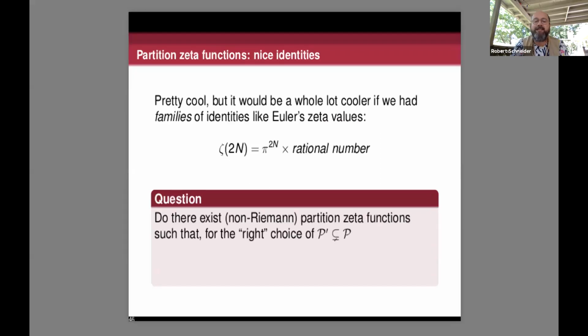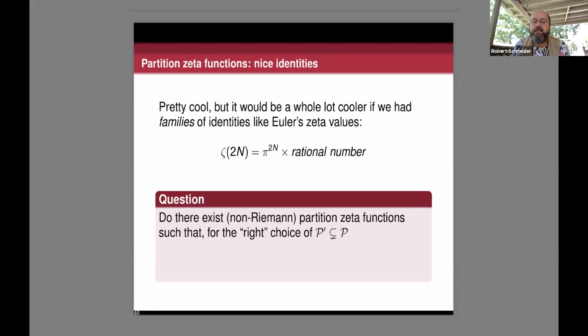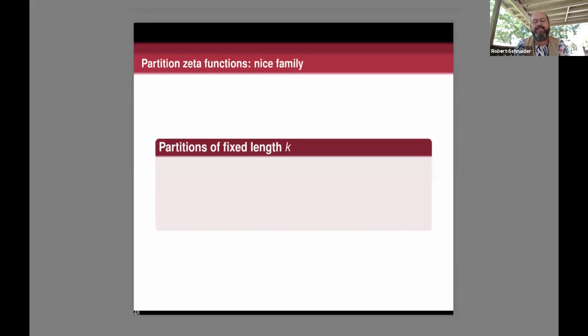So a question one might ask is, are there partition zeta functions such that, for the right choice of the family or subset of partitions that we are summing over, we get something that looks like this, a partition zeta function version of Euler's zeta values, where we get a rational multiple of a power of pi? Well, of course, I'm asking it to set up the next slide. Of course, we do have this. It turns out that if you sum over partitions of fixed length, so all partitions having k equals 5 parts, for instance, that's infinitely many partitions. There's lots of them. But even so, we're fixing the length of the partition.